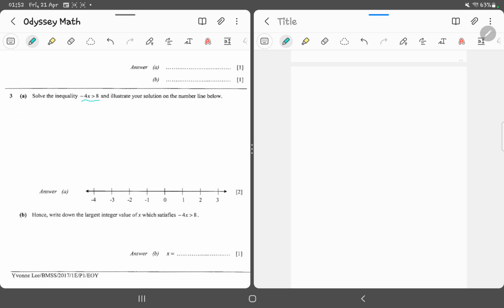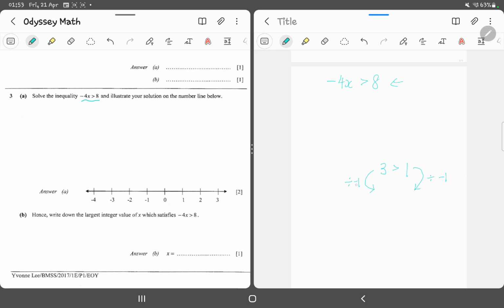So let's do question number 3. Solve the inequality minus 4x more than 8 and illustrate your solution on the number line below. Before I even solve this, I just want to give you a quick explanation. We know that 3 is indeed more than 1, right? Just an example. So what I'm going to do over here is divide both sides of this inequality by a negative number. Here I'm going to divide by minus 1. Whatever I do to the left, I must do to the right. So here I also divide by minus 1.